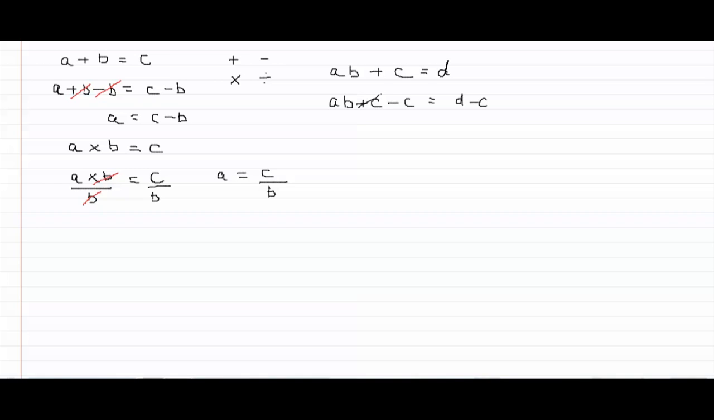And again, the plus c and the minus c cancel. And now we're going to divide through, because this is a multiplication here. We want to reverse that. So we say ab divided by b equals d minus c divided by b again. Doing the same thing on both sides of the equation. So that cancels out, and we're left with a equals d minus c over b.